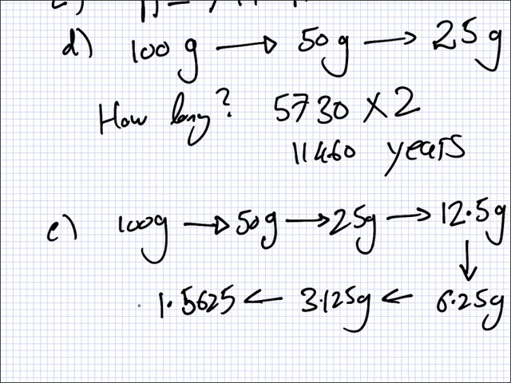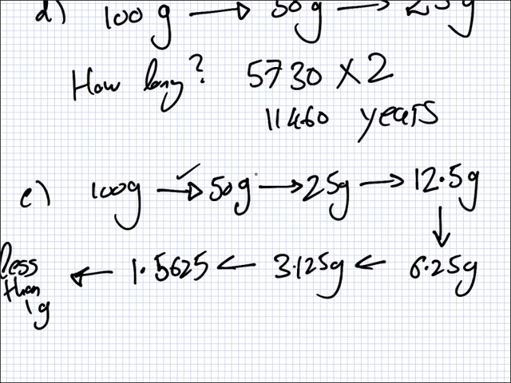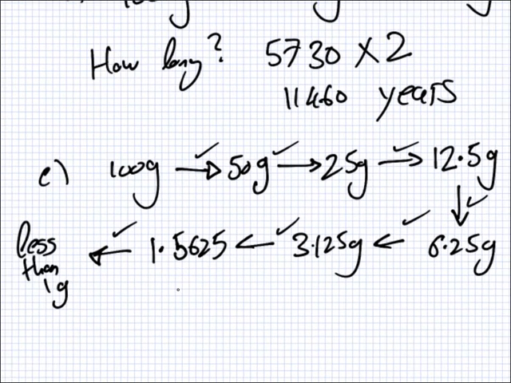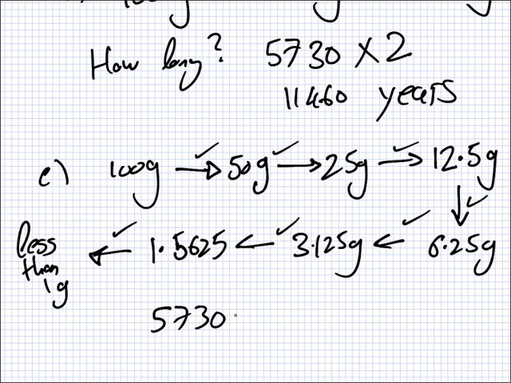Now you don't need to type this in, because obviously the next one is less than 1 gram. So that's 1, 2, 3, 4, 5, 6, 7. It will take 5730 times 7, which is 40110 years. It'll take 40,000 years to go from 100 grams to less than a gram. Like I said, decay slowly.